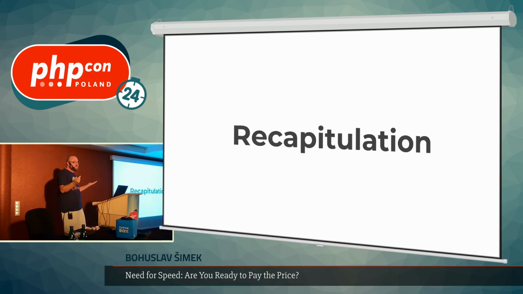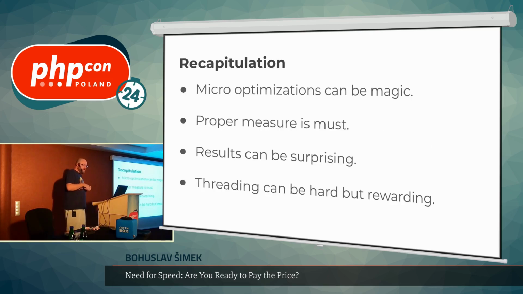Okay, so quick recapitulation, because as I already mentioned, I know that I'm standing between you and the beer. Micro-optimizations can definitely be magic. It can take some time to actually understand them if you haven't seen them for a long time. You must do proper measurement. I didn't mention that, but all these charts are from the PHPBench tool, and it helped me tremendously with methodological things, with repeating the measurements, with doing the warm-ups, you know.